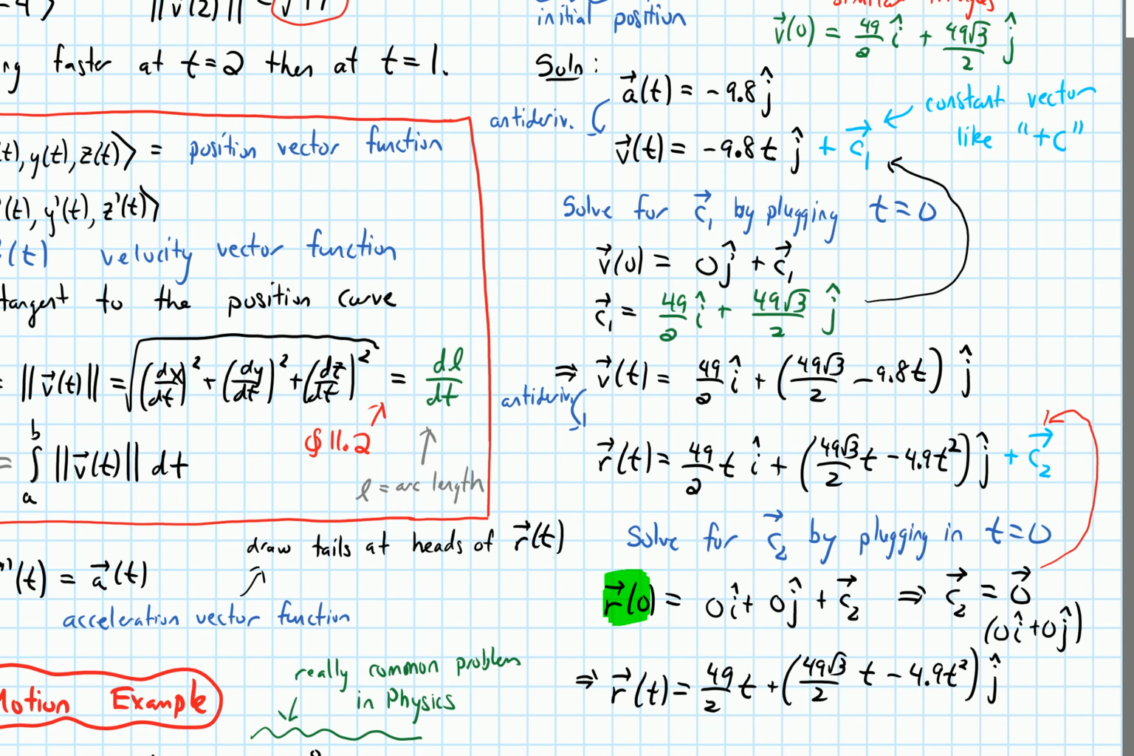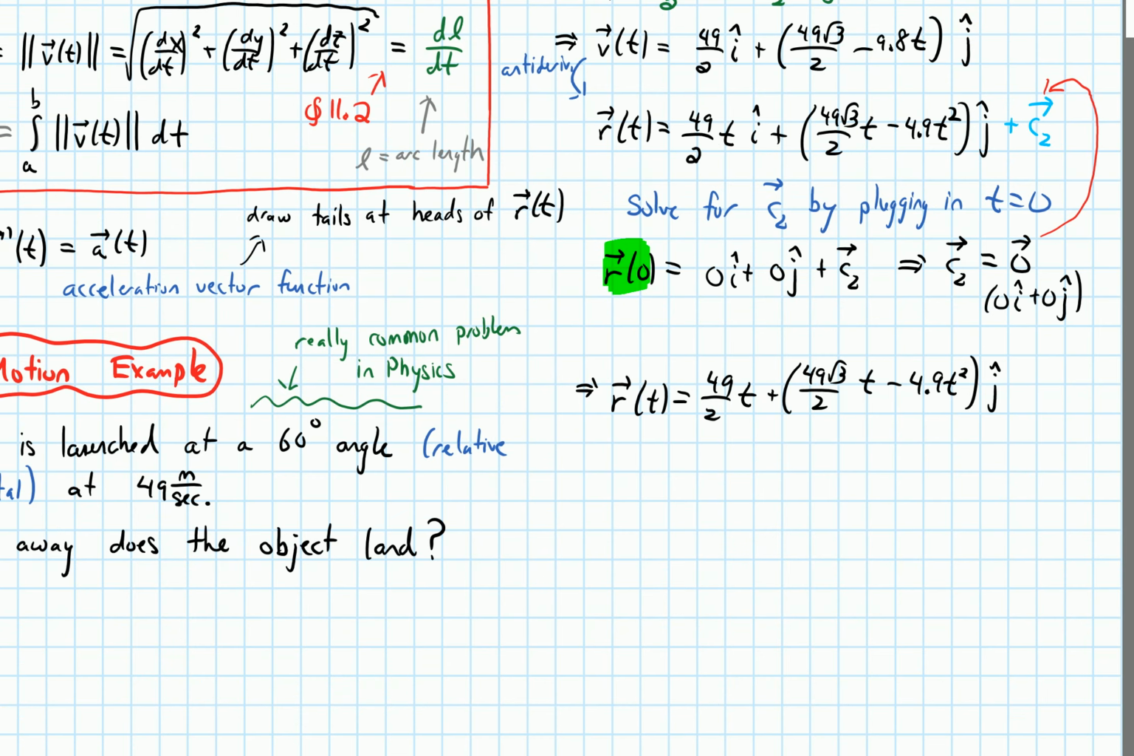All right, so we have this. I just scooted everything down to give myself a little bit more room. Now we have a function for r of t. So this right here is our position vector function. And I think I forgot to write the i hat after the t. So we have 49 over 2t i hat. So that whole thing is my position vector function.